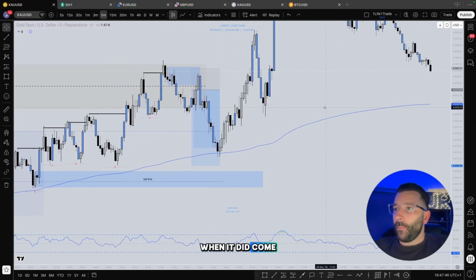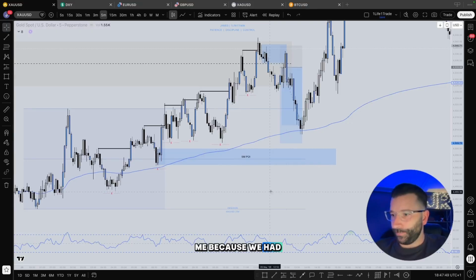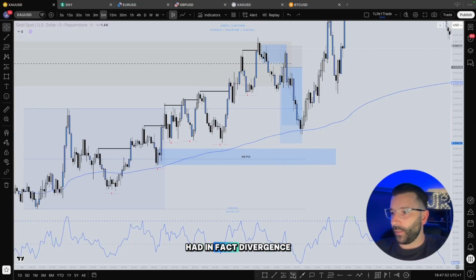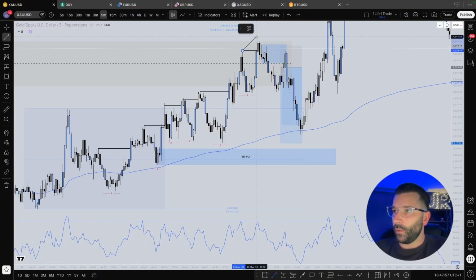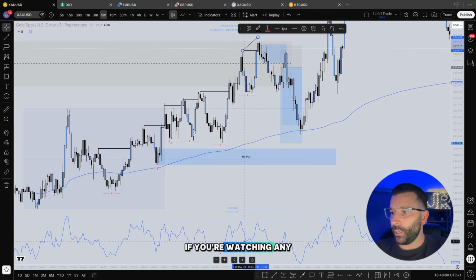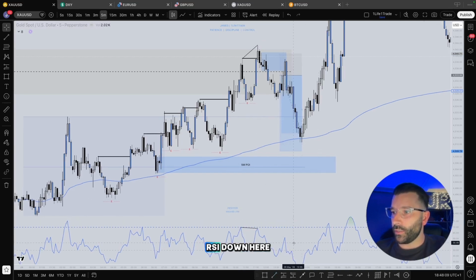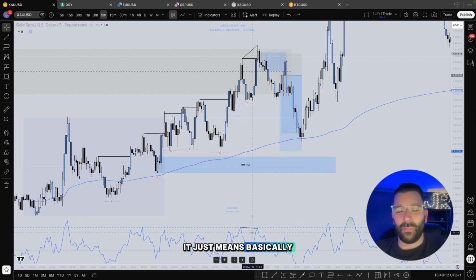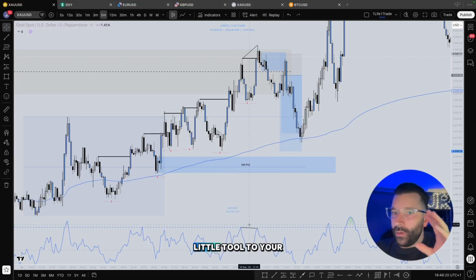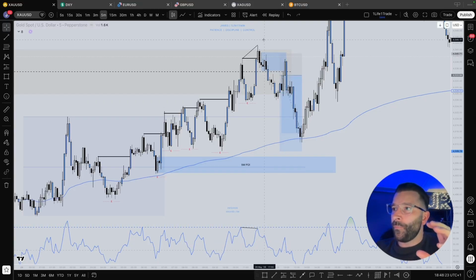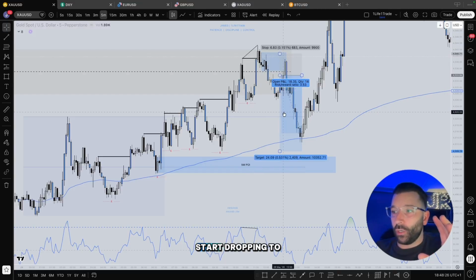So when it did come back to that, that was enough for me, because I believe we also had, in fact, divergence here on the 5 minute. And a lot of people know, if you're watching any of my breakdowns, it's another one of my confirmations that I like. If there's divergence in RSI down here, it basically means that even though price is going up, the volume's slowing down. So again, it's another little tool for your toolbox, meaning it could slow down and start dropping, to which it did.